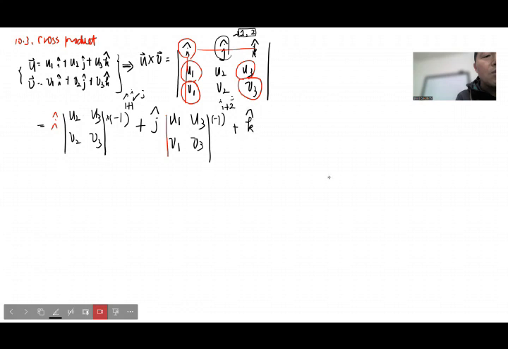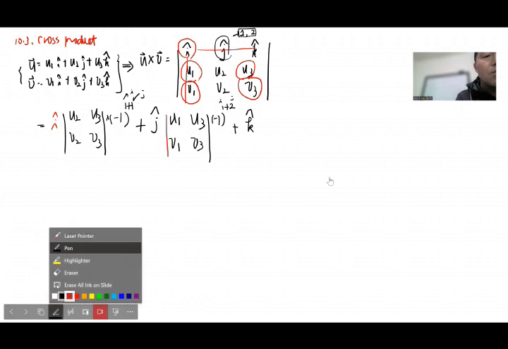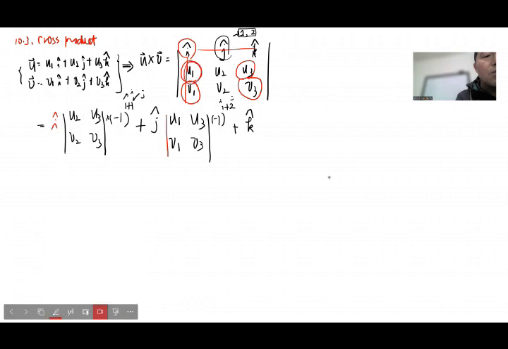The z component, same thing. You pick up the non-z components of the 3 by 3 matrix. So that is u1, u2, v1, v2, and multiply by the sign indicator -1, where the power of that sign should be 1 plus 3. So that is i, and that is j.